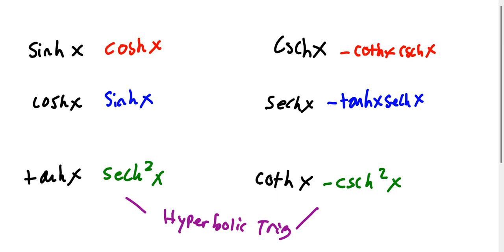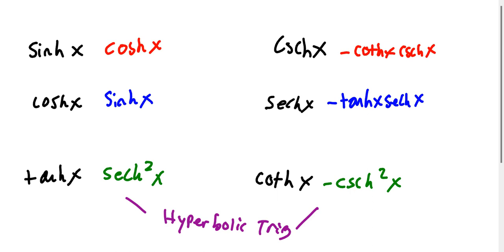Sinh x, the derivative of sinh x is cosh x. Derivative of cosh x is sinh x. That's actually the only difference between the hyperbolic and the regular trig. In this case, the derivative of tanh x is sech squared x specifically. Cosech x is negative coth x cosech x. Sech x is negative tanh x sech x, and then coth x is negative cosech squared x. So those are some pretty fun words to say, and also some very easily rememberable derivatives from your regular ones.